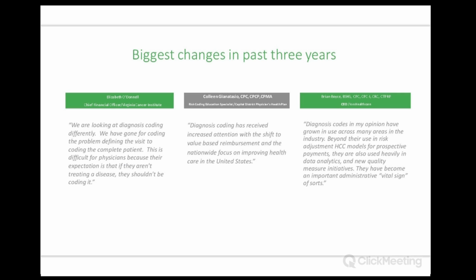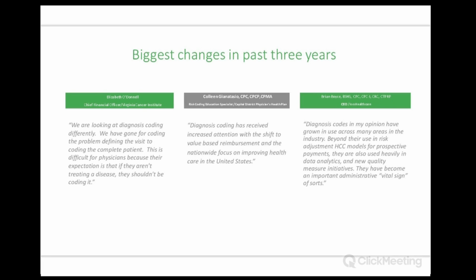I did go to some individuals in the field. You may recognize some of the names. If the print's too small, I have spoken with a CFO, a CEO, and then someone who is on the payer side to get their thoughts on diagnosis coding over the past three years and the biggest changes. And each of them, because of their perspective and their particular jobs, have really accounted for the things that I see most as well, and you may share their thoughts.